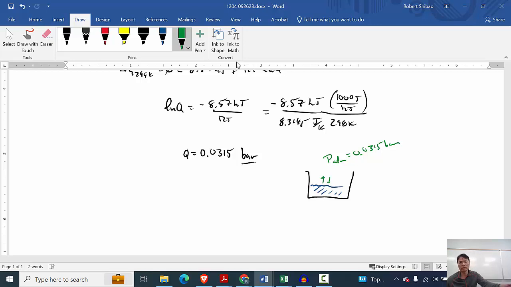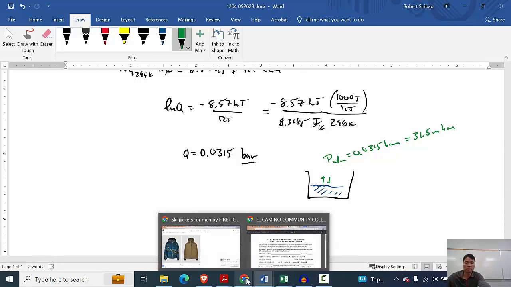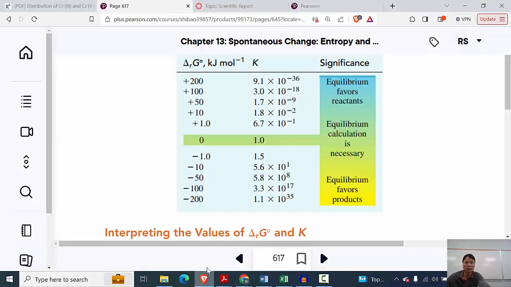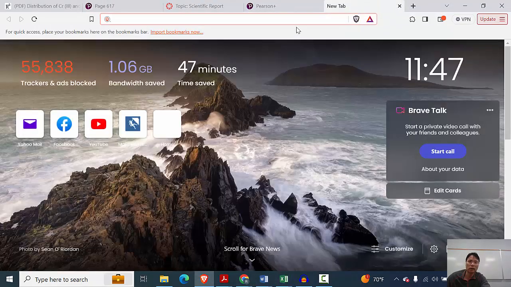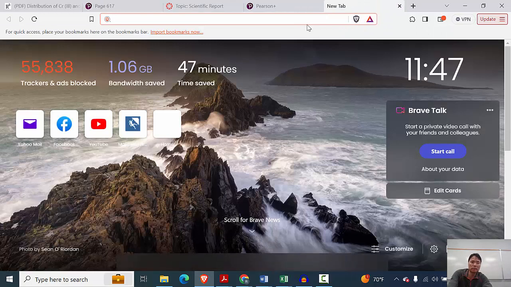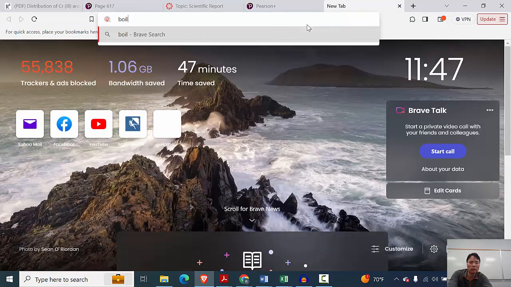Now, 0.03 bars, is that possible? Yes, that's 31.5 millibar, and that's not difficult to achieve using a vacuum pump. A vacuum pump can pull down to much lower pressures than that. You could even use a hand vacuum pump to get that kind of pressure. So it should be possible to boil water at room temperature.